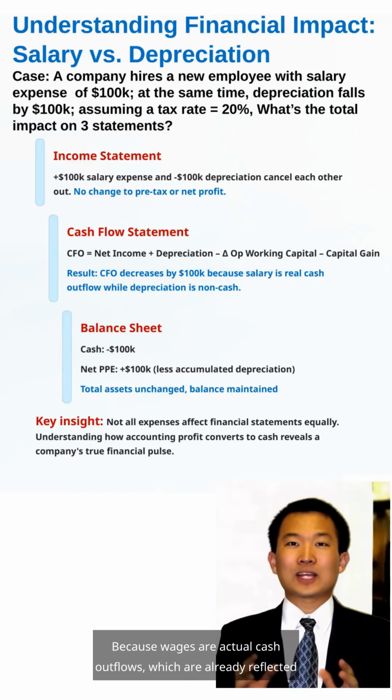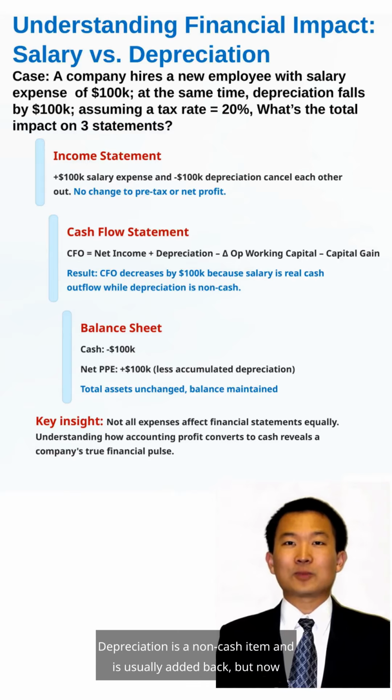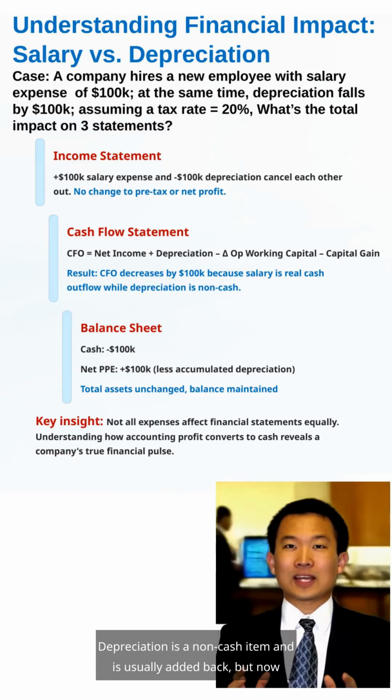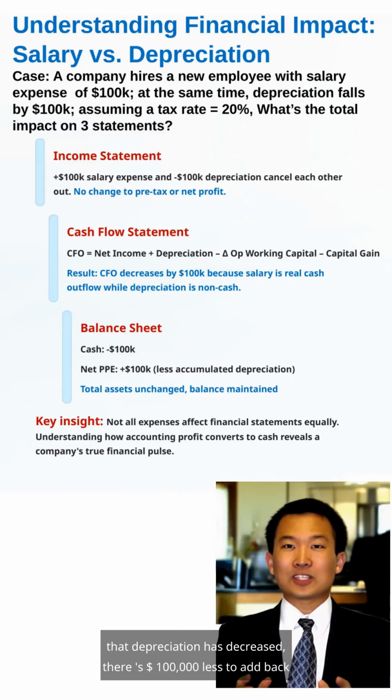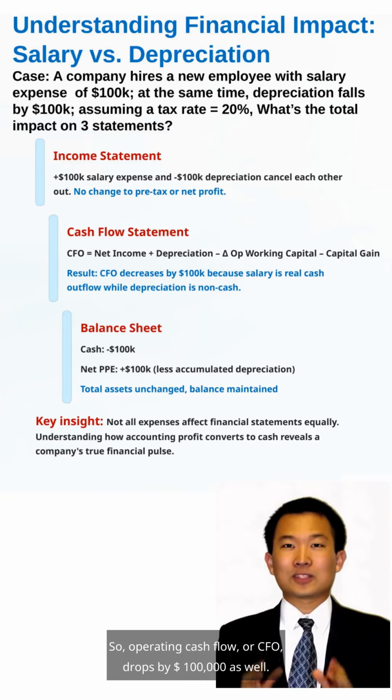Because wages are actual cash outflows, which are already reflected in both net profit and cash flow. Depreciation is a non-cash item and is usually added back. But now that depreciation has decreased, there's $100,000 less to add back. So operating cash flow, or CFO, drops by $100,000 as well.